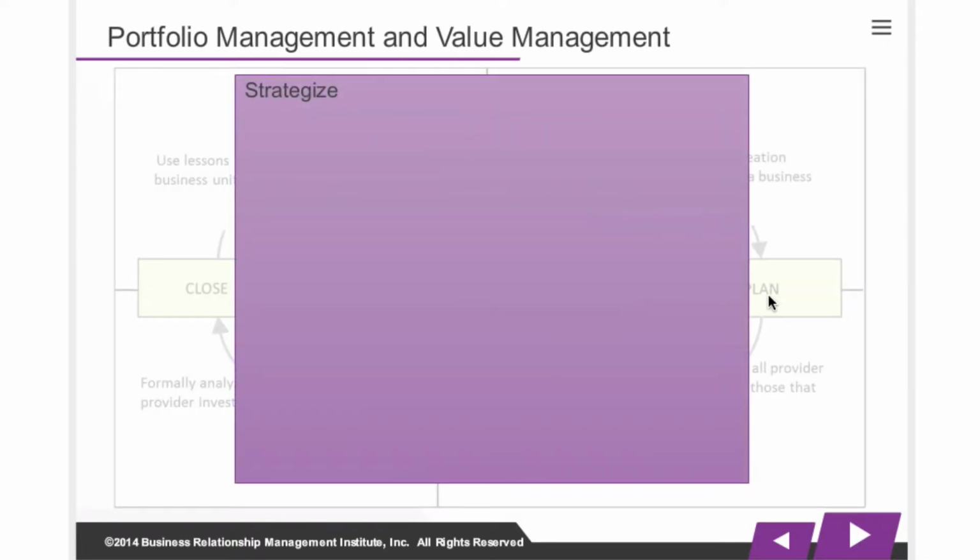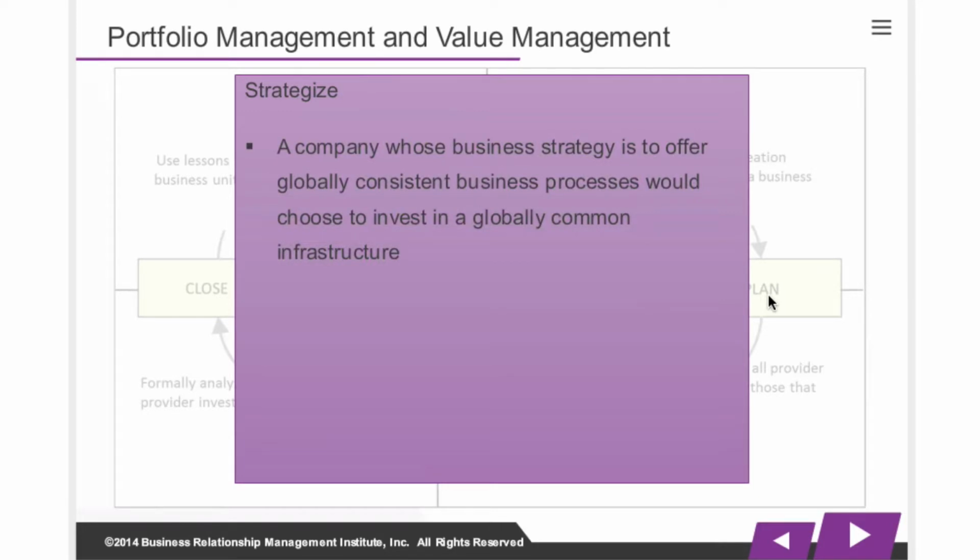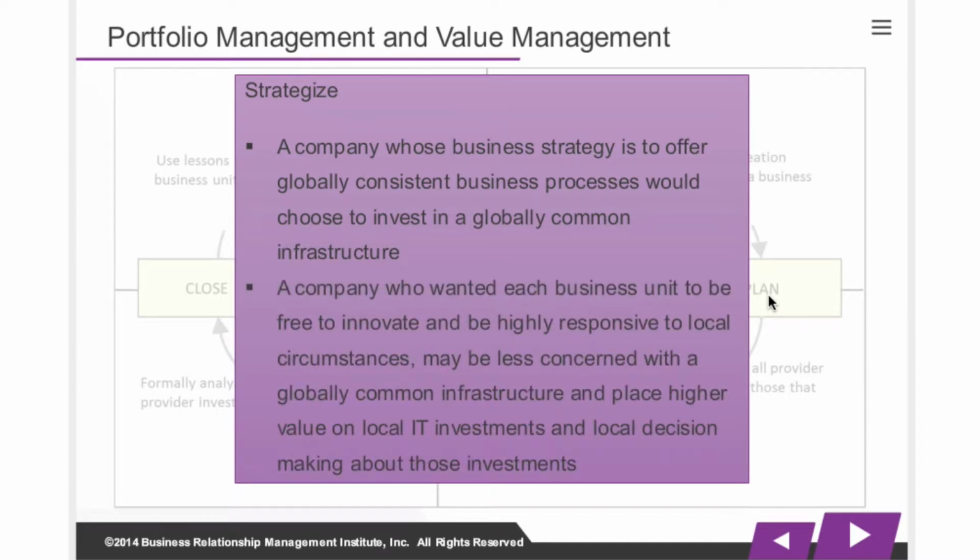Strategize. For example, a company whose business strategy is to offer globally consistent business processes would choose to invest in a globally common infrastructure. A company who wanted each business unit to be free to innovate and be highly responsive to local circumstances may be less concerned with a globally common infrastructure and place higher value on local IT investments and local decision-making about those investments.